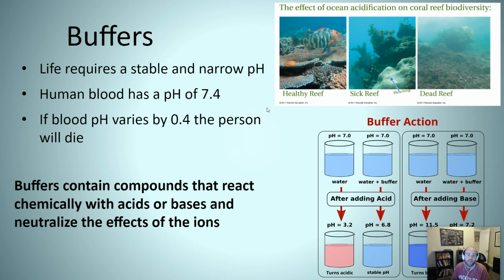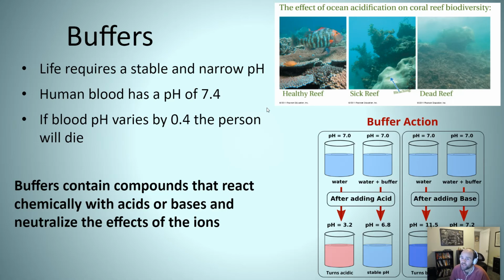One last thing, there's something called a buffer. And buffers are really important for biology. Life requires a really stable and narrow pH. For example, your blood has a pH of around 7.4. And if your blood pH varies by over 0.4 on that pH scale, you're going to die because you're just not able to cope with that toxic environment.